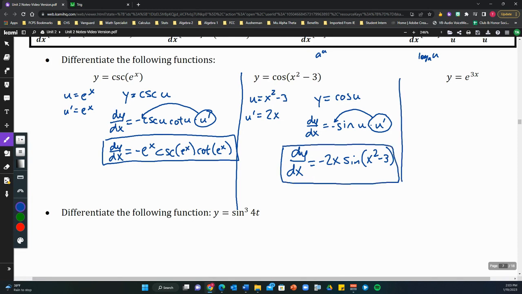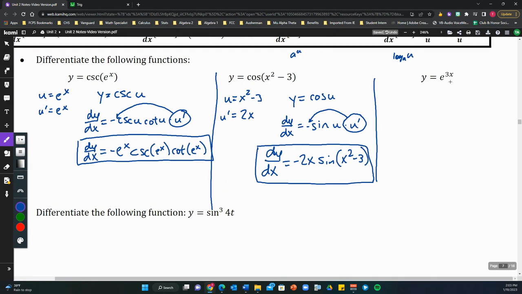Okay. Now for our last one here in this batch, we've got y equals e to the 3x. This one's pretty straightforward and simple. Again, for exponential functions, our u is always going to be the stuff sitting here in the exponent because that's normally x. We changed it to 3x.